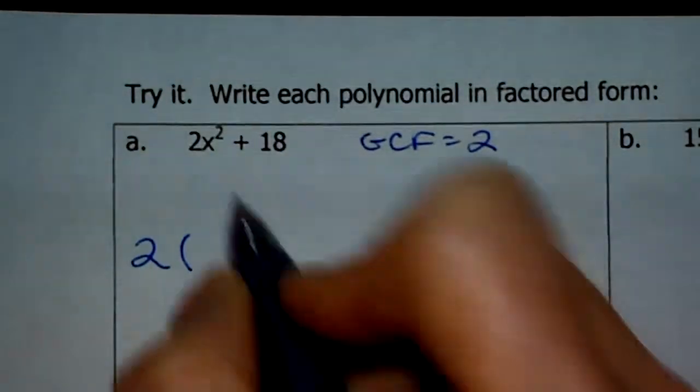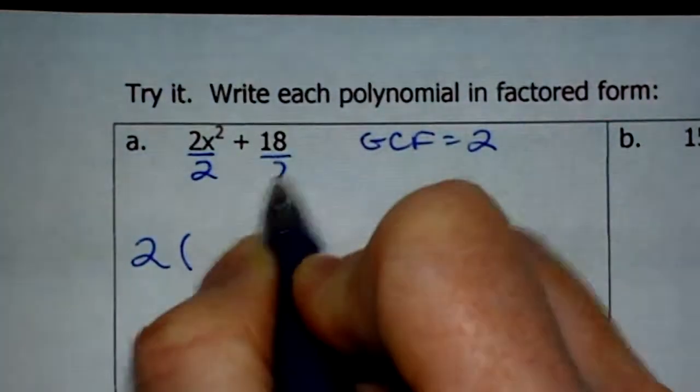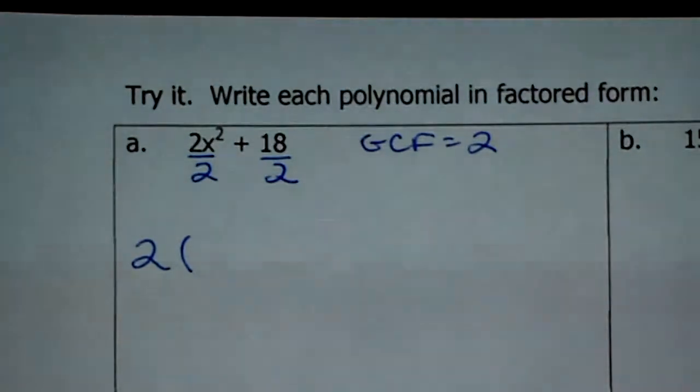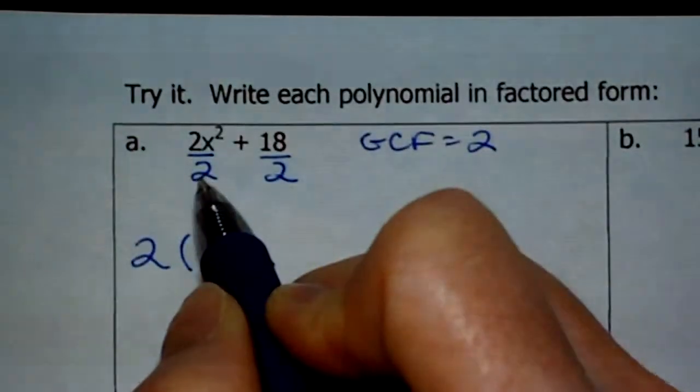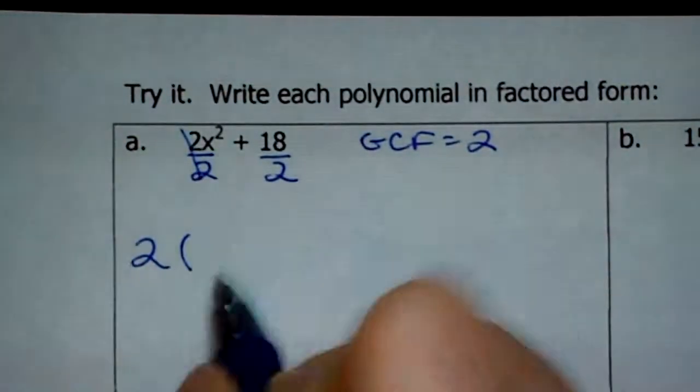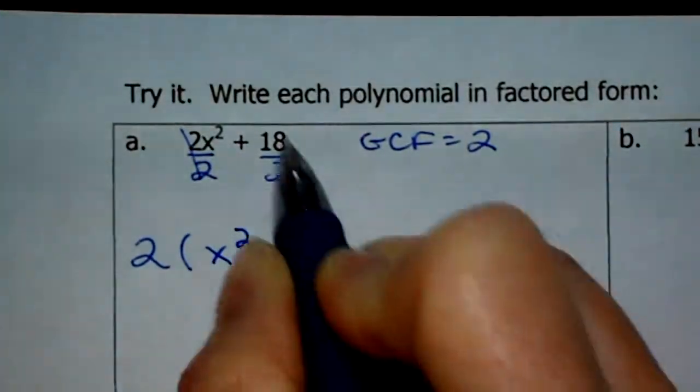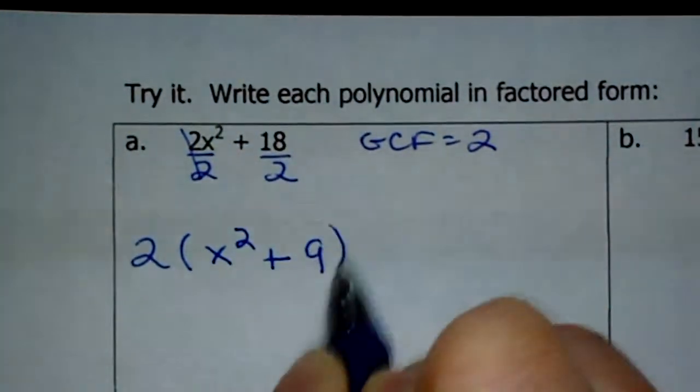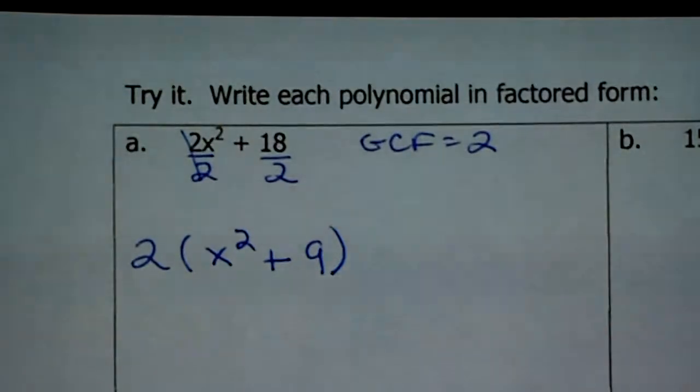To figure out what goes inside, I divide each term by the GCF. So 2 divided by 2 is 1, and I'm left with an x squared. And 18 divided by 2 is 9. And that's it. That's all you have to do for this beginning part. All right, look at letter B.